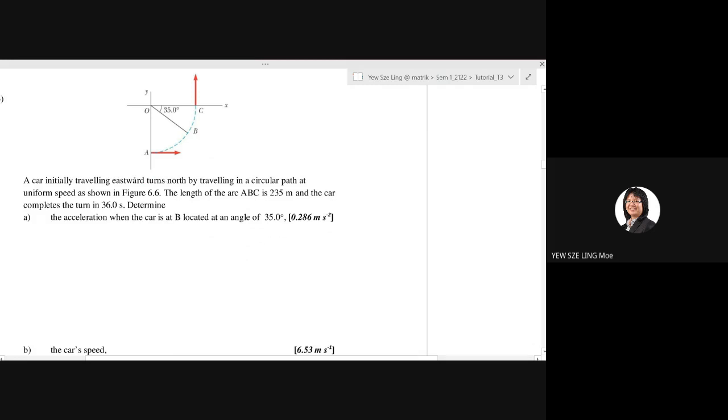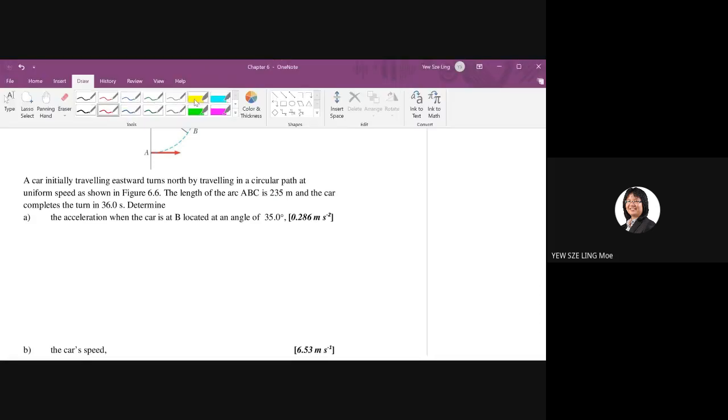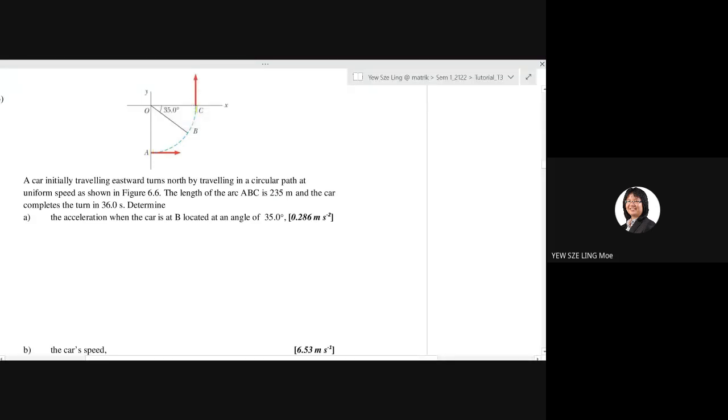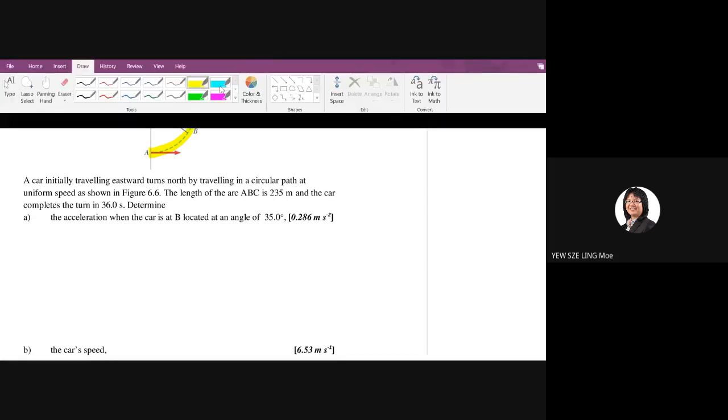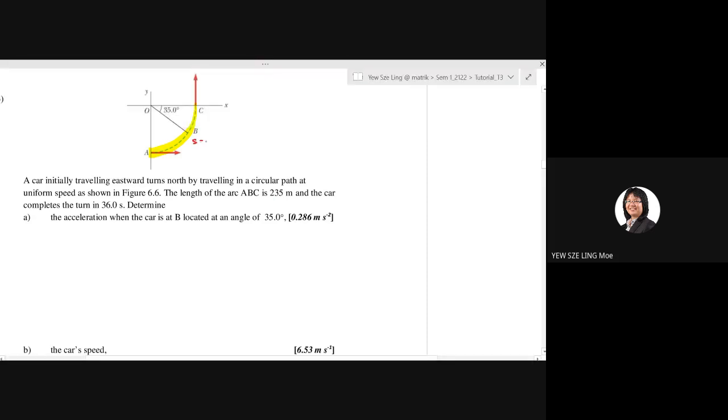This is question number 3. The car initially traveling eastwards turns north by traveling in a circular path at a uniform speed as shown in figure 6.6. The length of the arc ABC is 235 meters. So this curve is 235 meters. You're given S equals 235 meters, and the car completes the turn. It takes 36 seconds to travel from A to C.